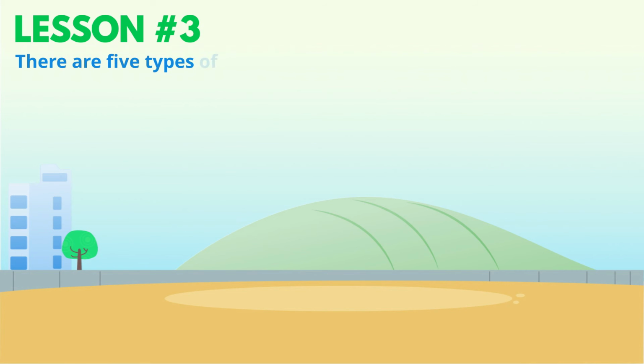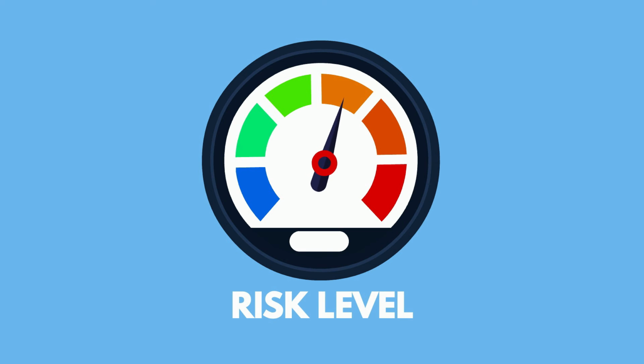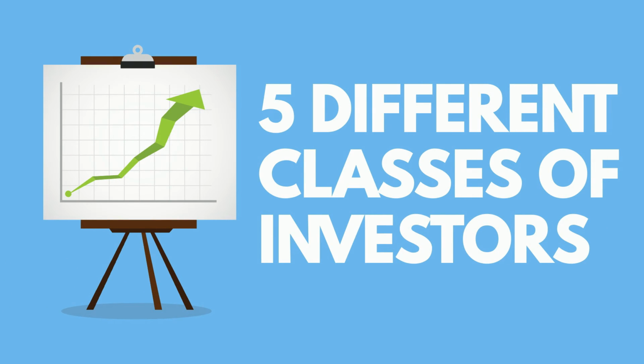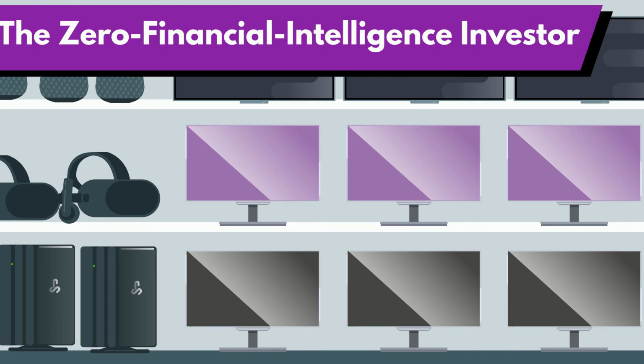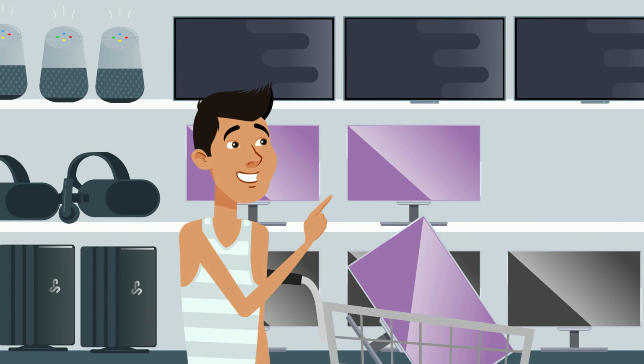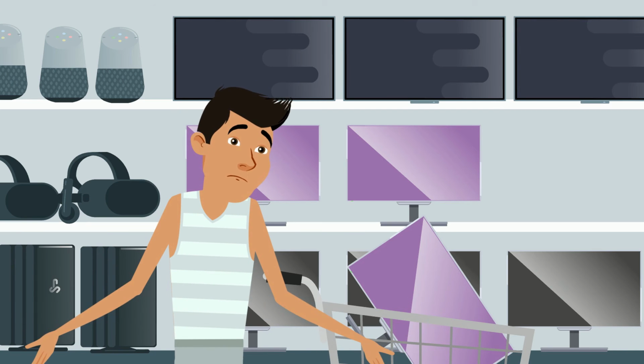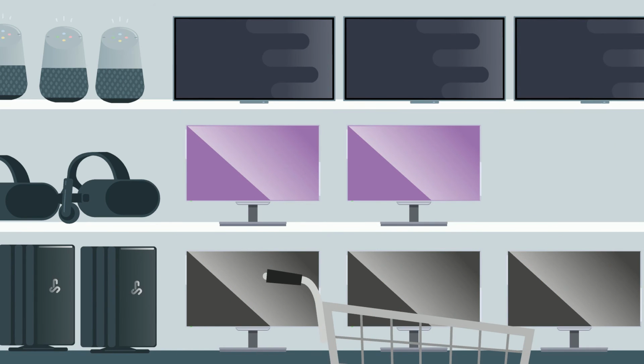Lesson 3. There are 5 types of investors you should know about. Considering the level of risk one is willing to take and their financial know-how, there are 5 different classes of investors. 1. The zero financial intelligence investor. This investor doesn't have much money to begin with, and if they do, they spend it quickly. They don't know much about investing or saving.